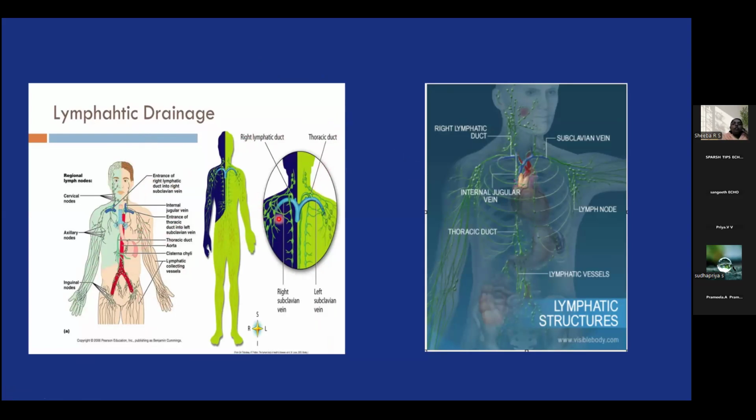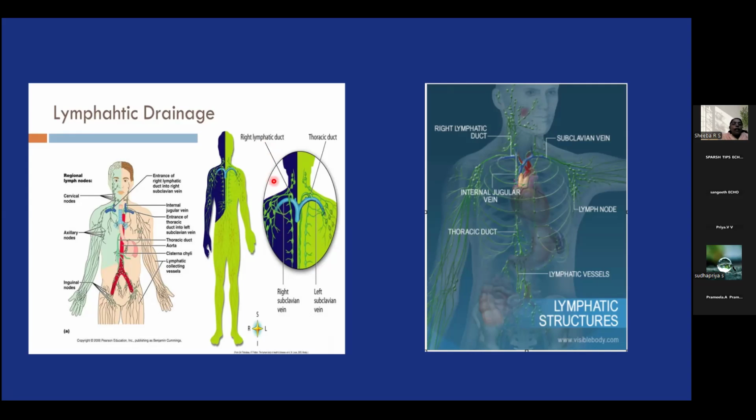So you can see this picture. Finally, there is a connection between the circulatory system and the lymphatic system. After that, the final end will be in the subclavian vein. You can see this picture.